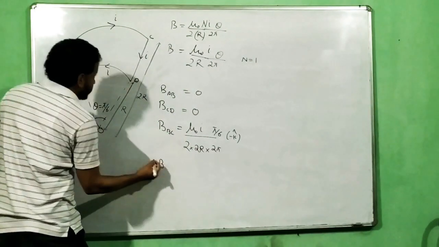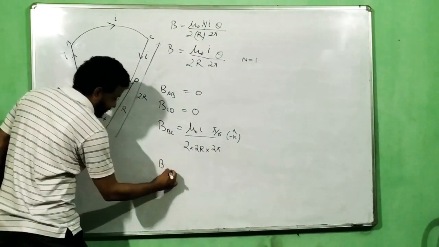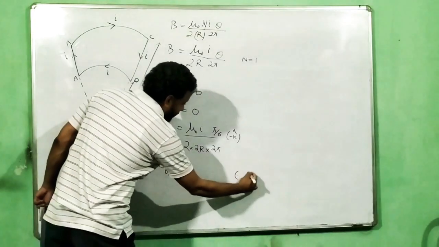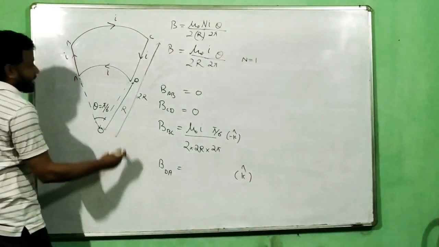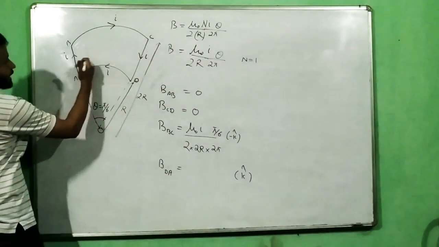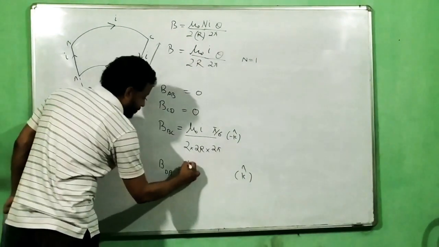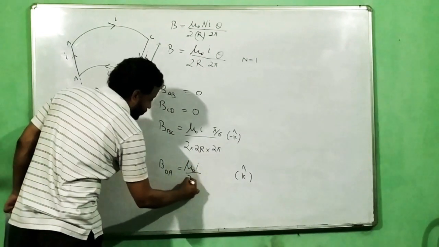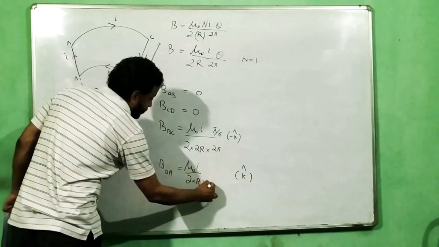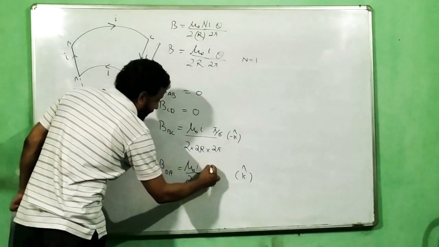The last one, D to A. Can you guess the direction of D to A? D to A will have a direction plus k cap because D to A is anti-clockwise, so plus k cap. What is the radius? Radius is r. So mu naught I by 2 into r into 2 pi divided by pi by 6.